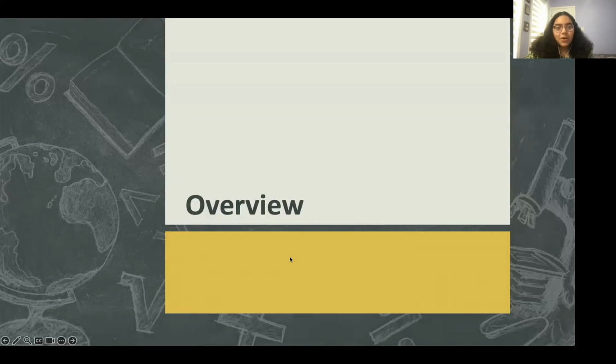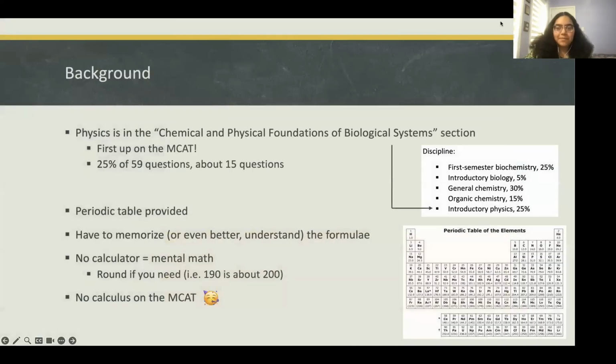So just to overview physics on the MCAT and what it looks like. It's within the first section, the chemical and physical foundations of biological systems. And so that's the first one you're going to do chronologically. According to the AAMC, it should be about a quarter of that section. So you should really get 15-ish questions about physics.